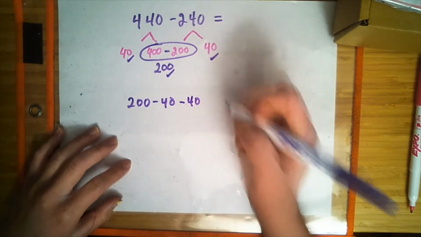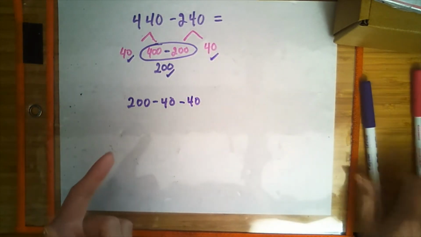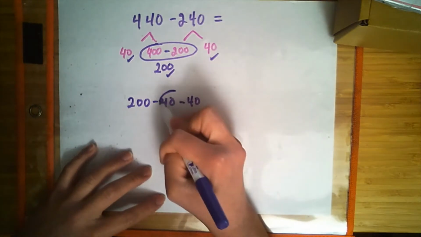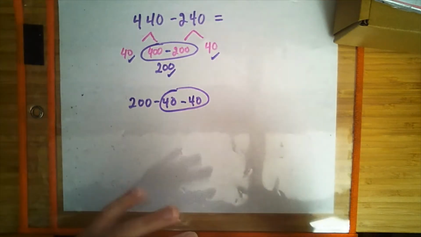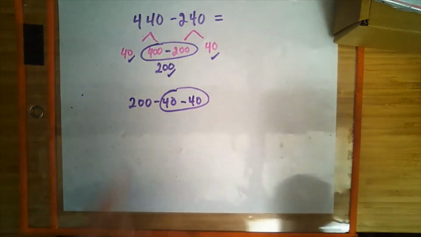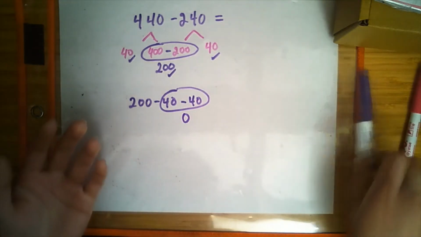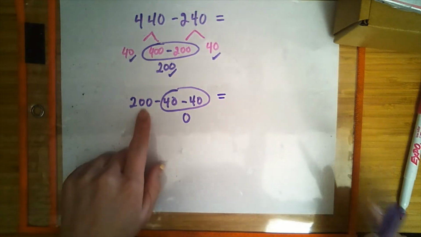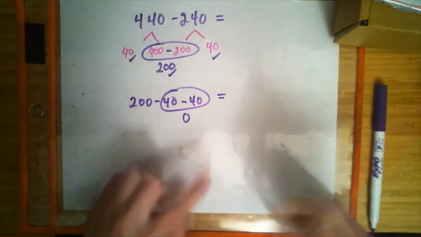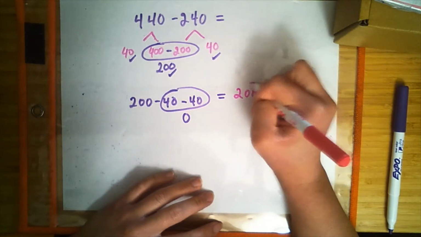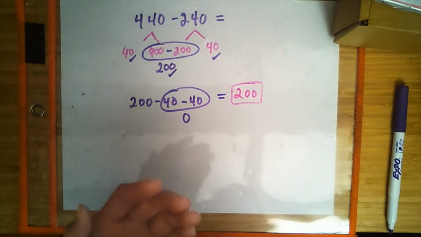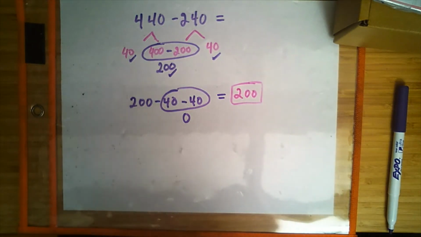minus 40. I notice that 40 and 40, so 40 minus 40 is actually going to be 0. Therefore, 200 minus 0 is 200. And that's our solution. Let's try this with the arrow way.